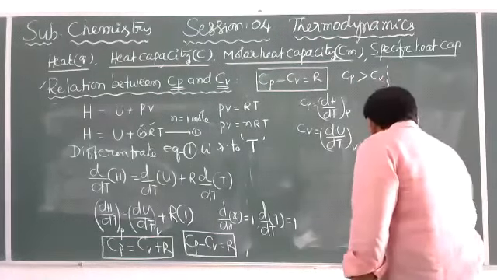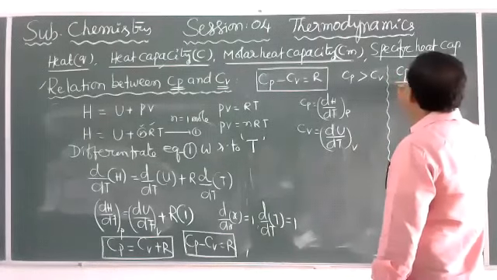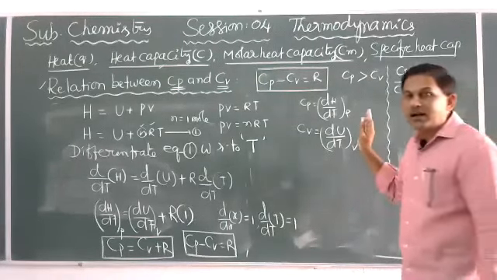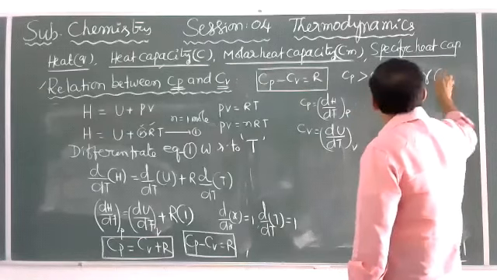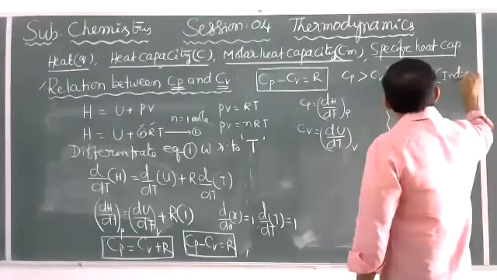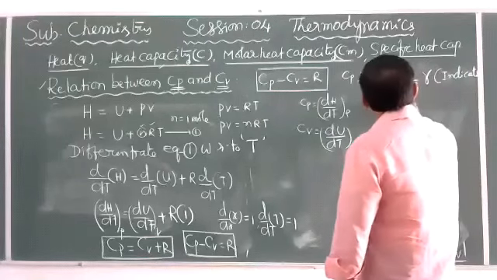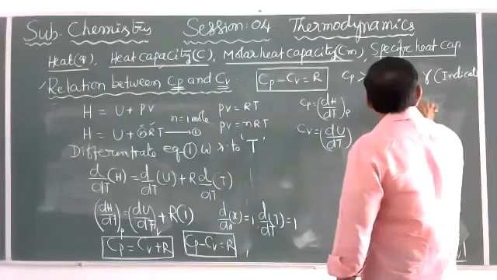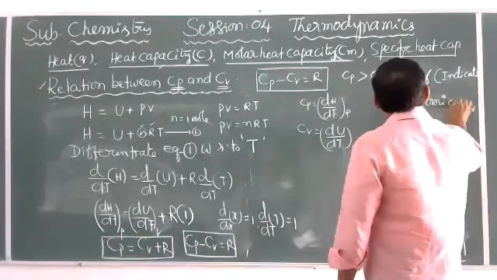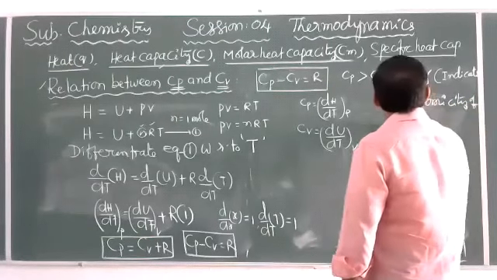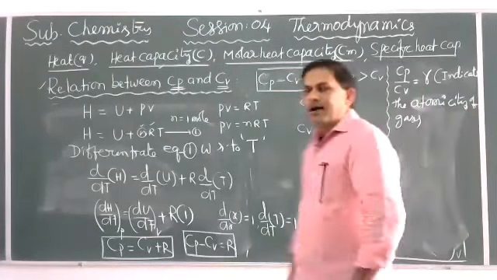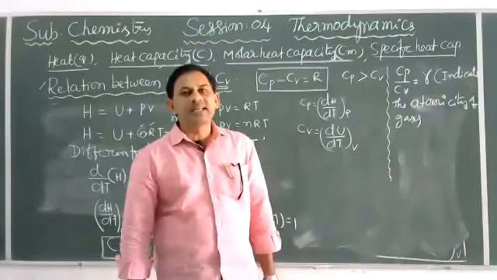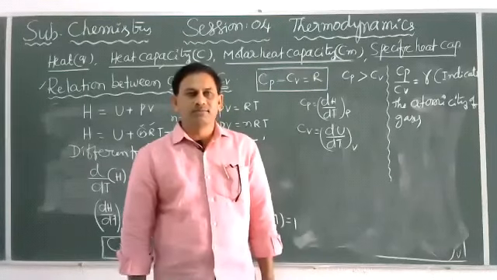Now, by using this, here Cp by Cv is equal to gamma. What does it indicate? Gamma, what does it indicate? Here gamma indicates the atomicity of gases. In chemical bonding explained very clearly, atomicity is the number of atoms present in a molecule.